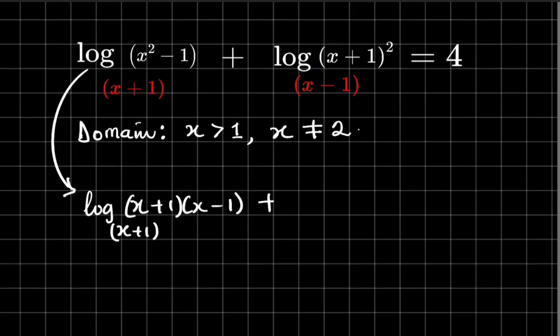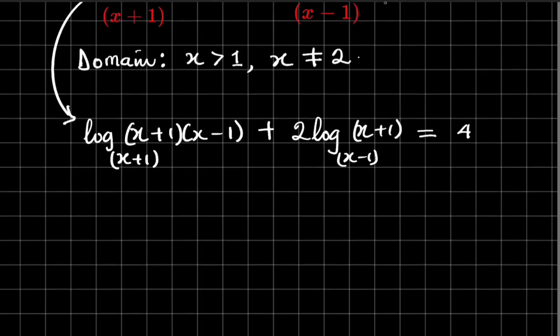Now onto the right hand side, remember this law that says when your argument has a power, we bring it here and it becomes the coefficient of the log. So we have 2 log x plus 1 base x minus 1. Everything here equals 4.